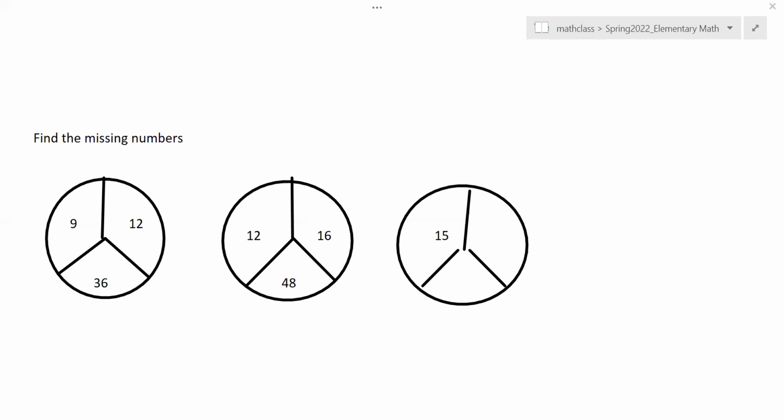But the 12 and 36 is multiplied by 3. And from 9 to 36 is multiplied by 4. Okay? And let's see if that is true for the second circle. 12 multiplied by 4 is going to be 48. And 16 multiplied by 3, you get 48. Okay, great. So you will do the same way.